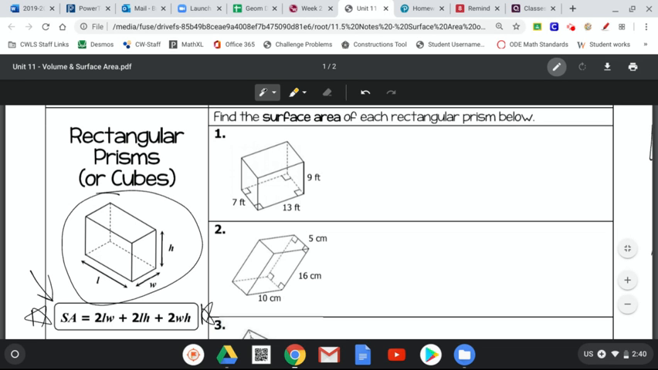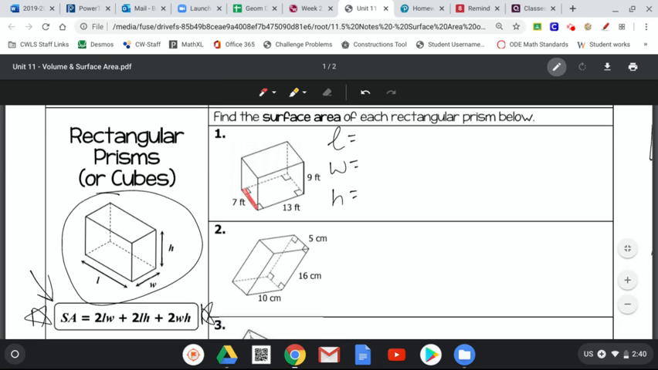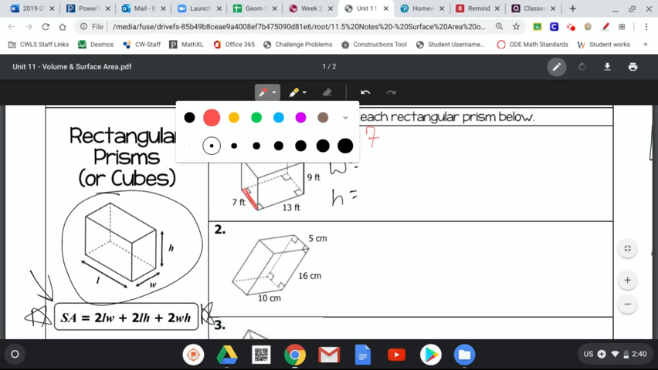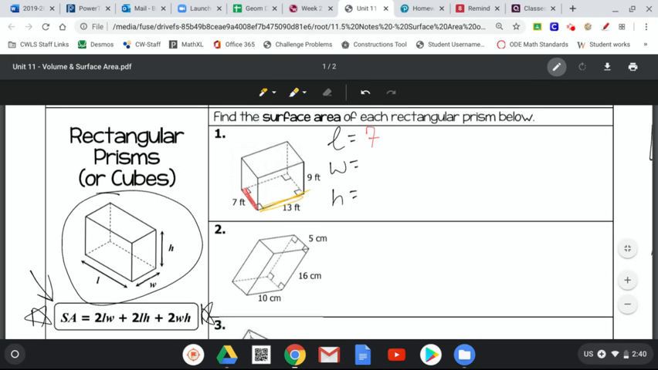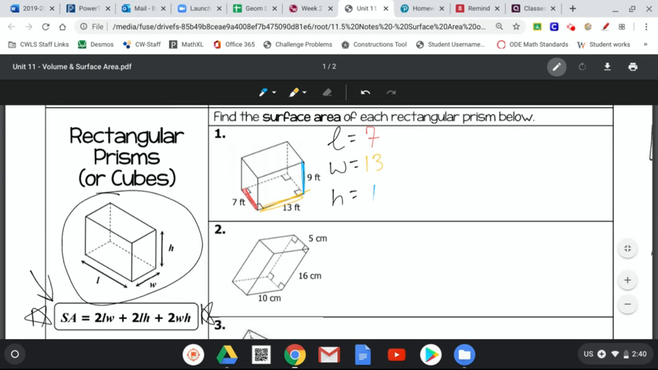For the first one, we have a length, a width, and a height that we have to figure out. Going off the picture, we can say 7 is going to be our length. We can say that 13 is going to be our width. And 9 is the distance off the ground, so 9 is our height. So all we have to do is plug the length, the width, and the height into our formula.